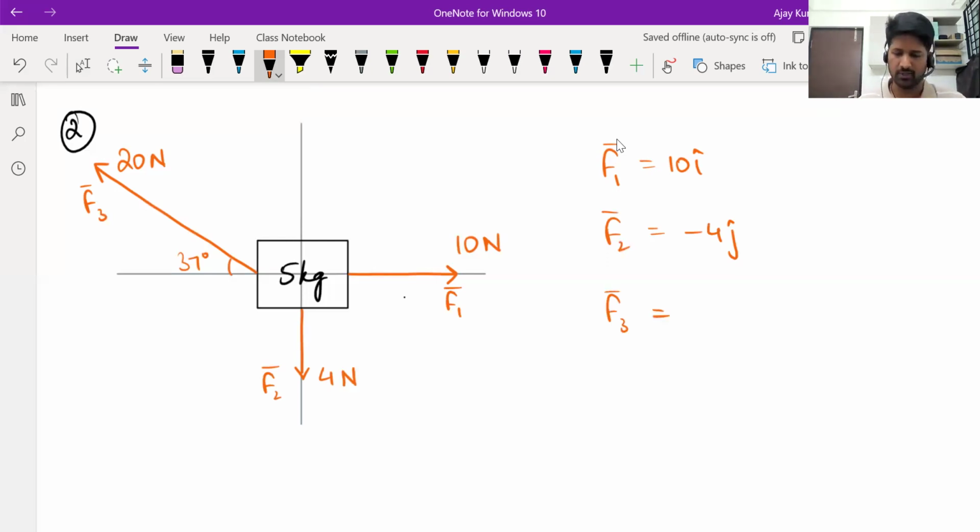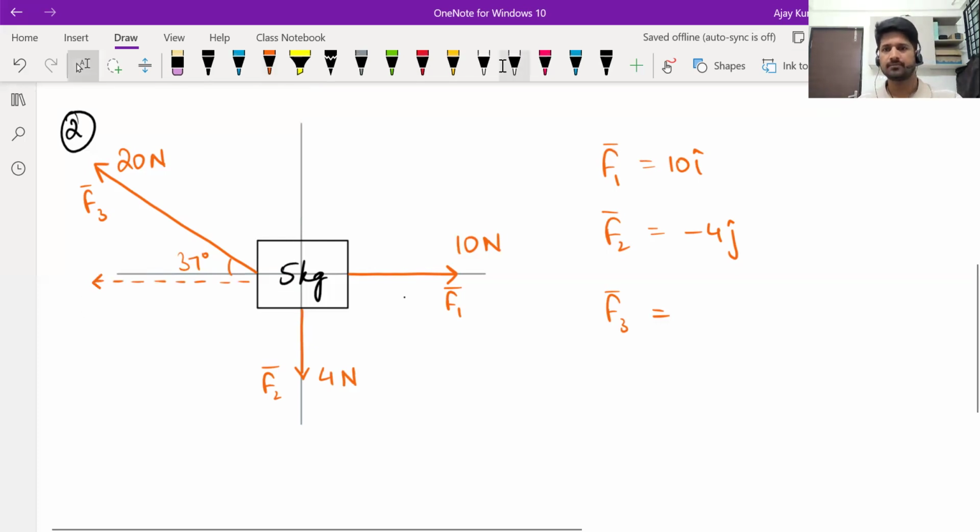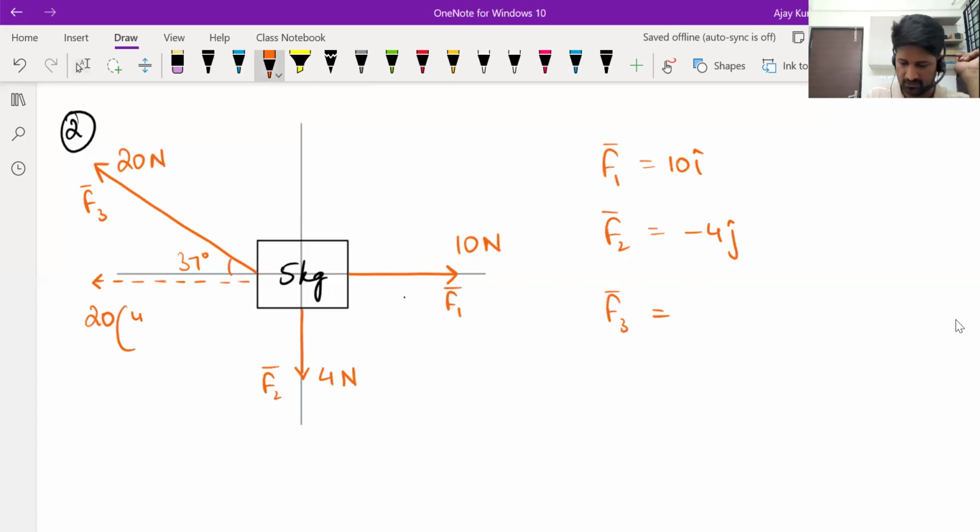You just have to take components. You know the magnitude of the vector. You know what angle it makes. Angle with x-axis is 37 degrees. So how much will its x component be? How do you calculate components? A cos theta. That's all. So it becomes 20 cos 37. Cos 37 is 4 by 5, 16 units.